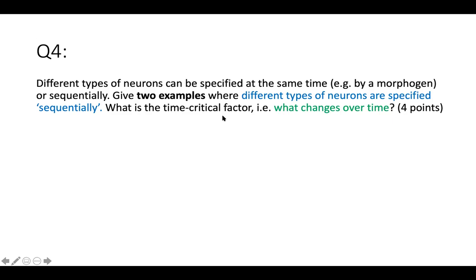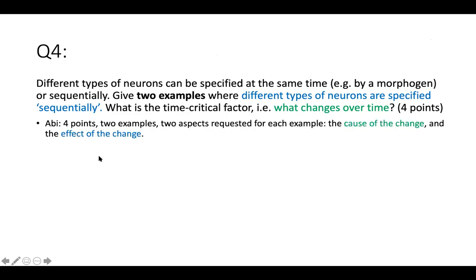Okay, question 4. Different types of neurons can be specified at the same time, either by a morphogen or sequentially. Give 2 examples where different types of neurons are specified sequentially. What is the time critical factor, i.e. what changes over time? Because they're saying what is the time critical factor, the word factor here tells you we want gene names. We want actual things that are actually happening. This is a 4-point question. There's 2 examples, 2 aspects requested for each example: the cause of the change and the effect of the change.